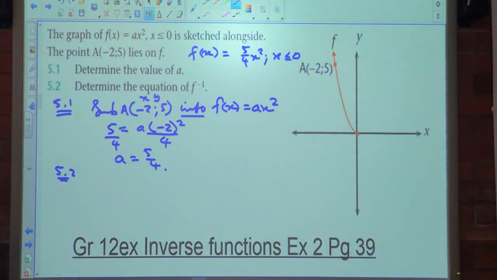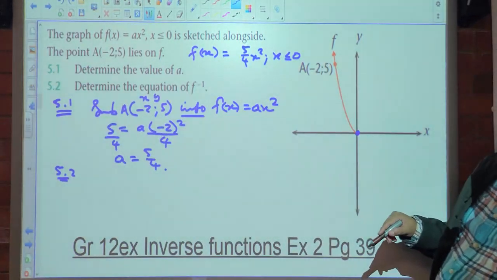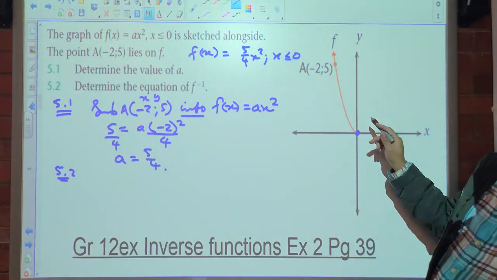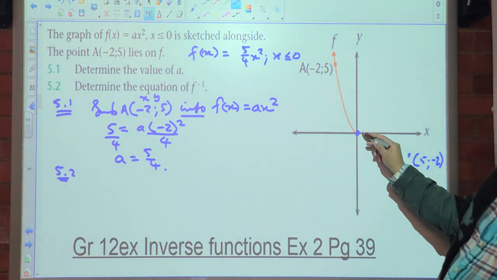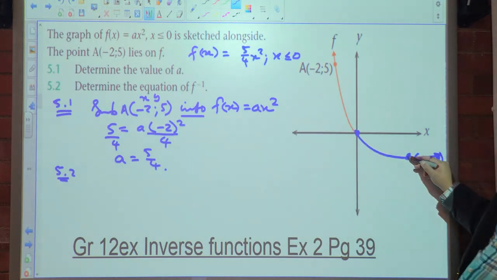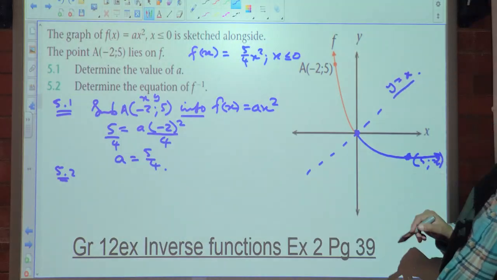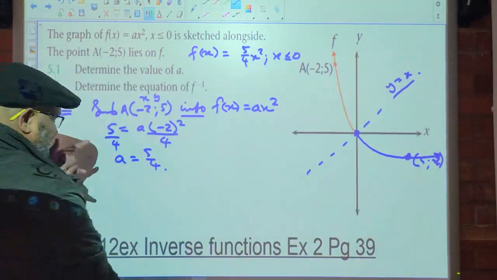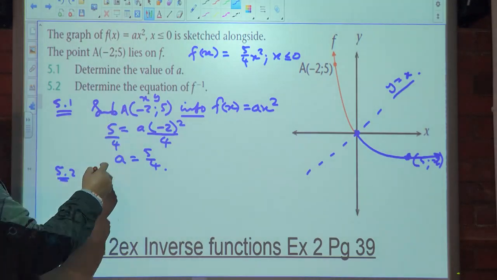Determine the equation of the inverse. So if I draw the inverse function, 0 and 0 remains 0 and 0. Negative 2 and 5 becomes 5 and negative 2. Not so. If that was the question, this is not the question. So is that inverse a function? Yes, why? Pass the vertical line. Okay, but anyway, determine the inverse function.